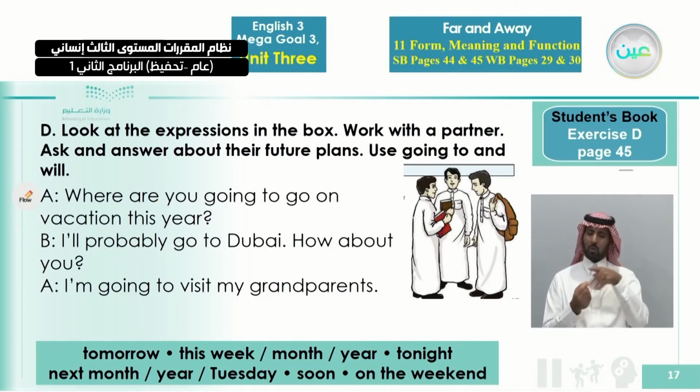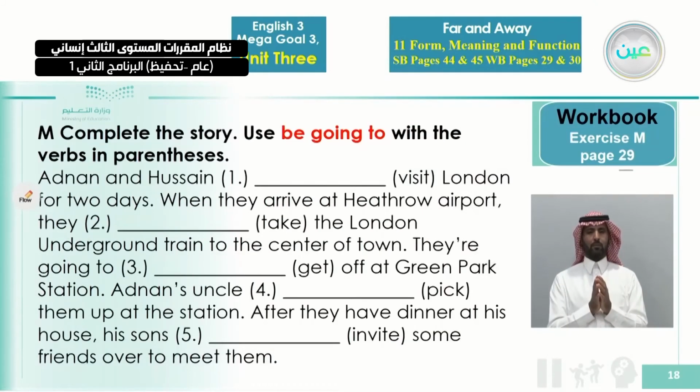You see, the first one is talking about something not sure, not certain. He's using will plus probably. But in the other sentence here, he's using a planned action, or something that he has already planned. I'm going to. So he's using going to here with a plan. So use tomorrow, this week, this month, this year, tonight, next month, next year, next Thursday, soon, on the weekend. All this can be used to talk about future.